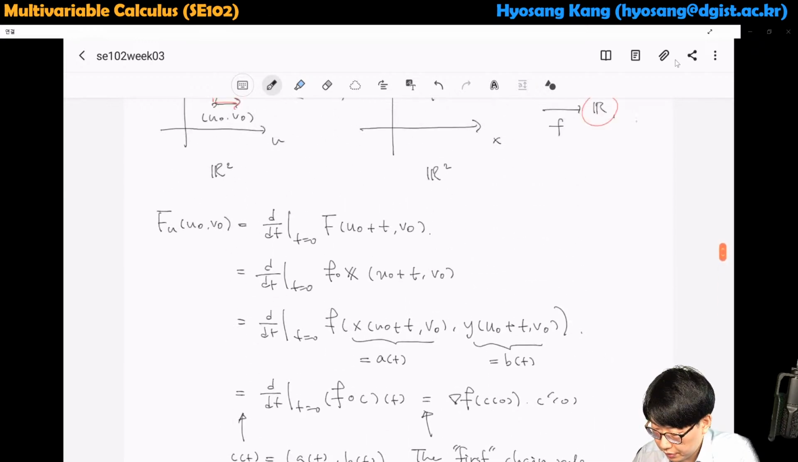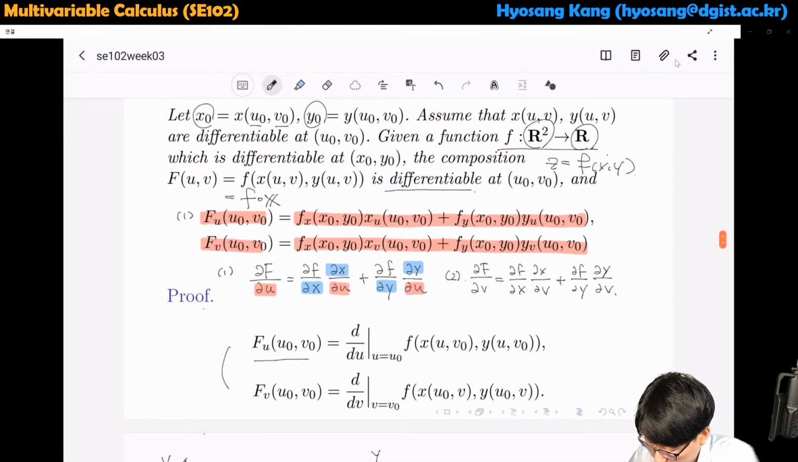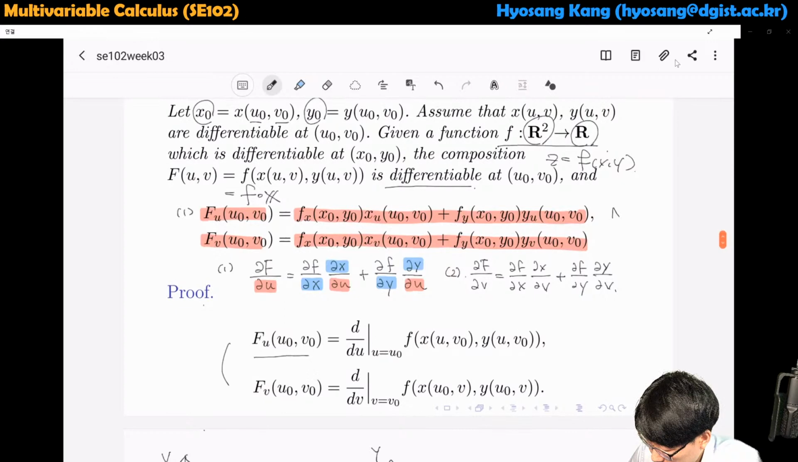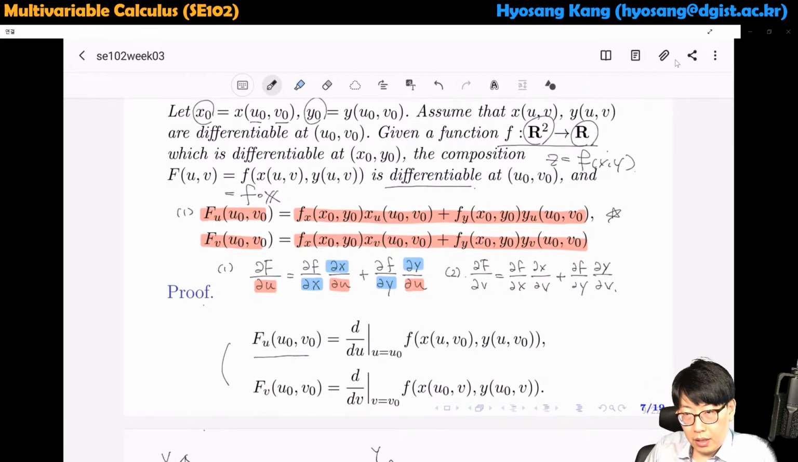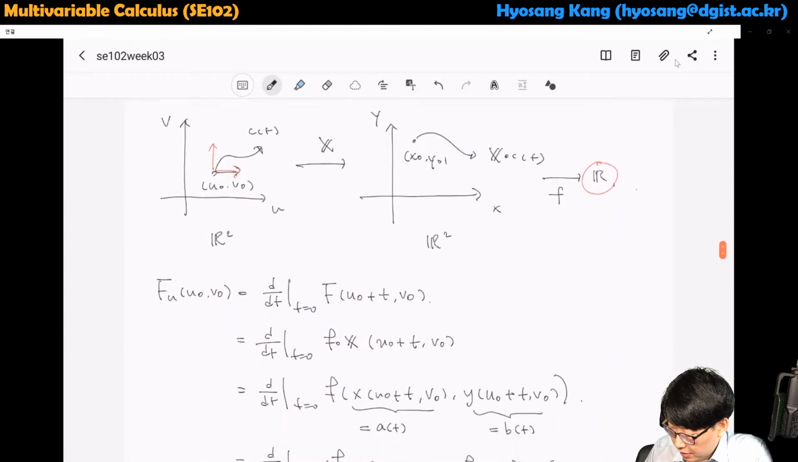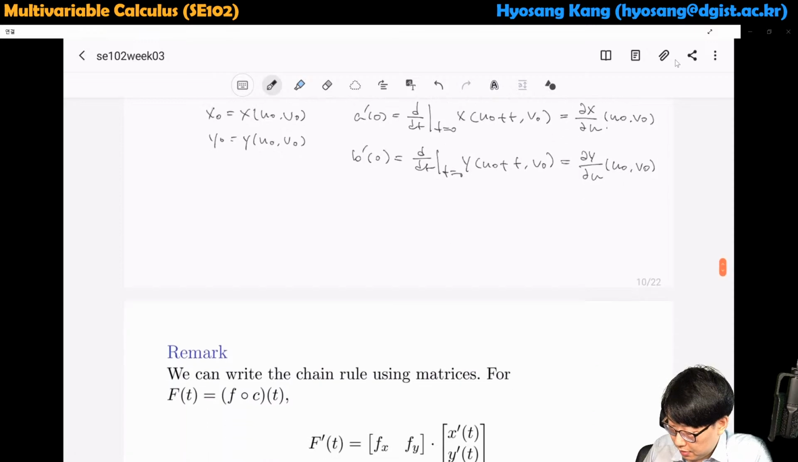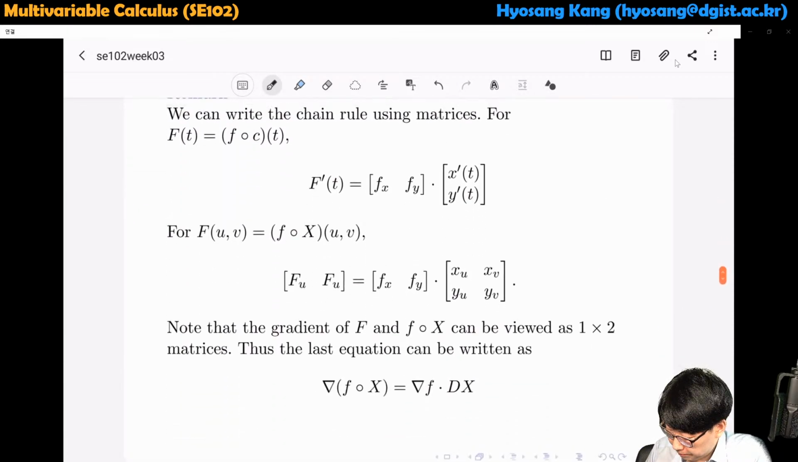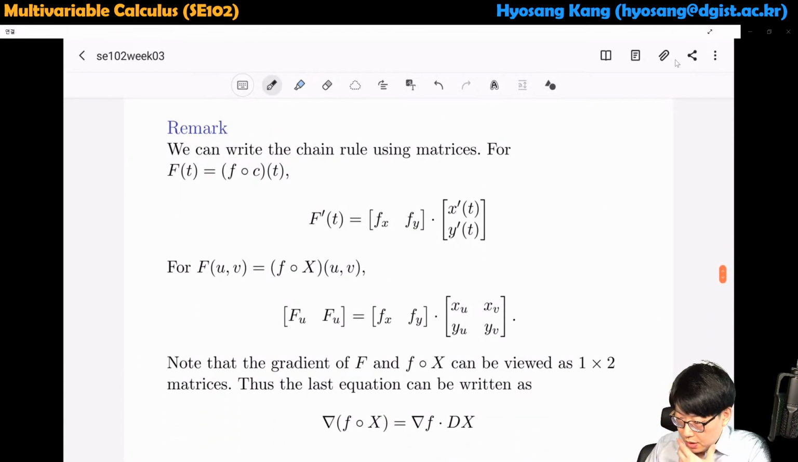So that's the first part, this part, number one. And the second part goes exactly the same. You replace u by v. All right. Okay, let's look at another remark.